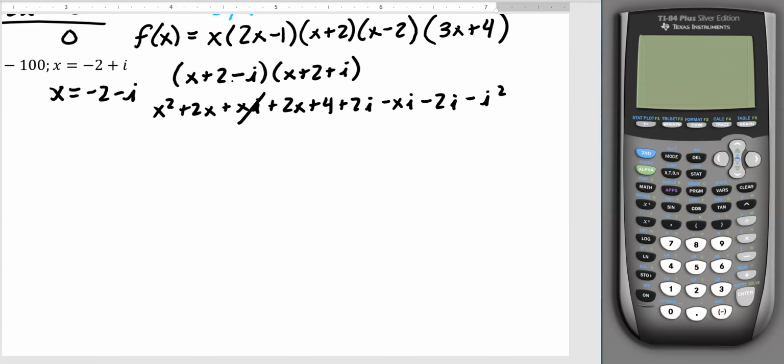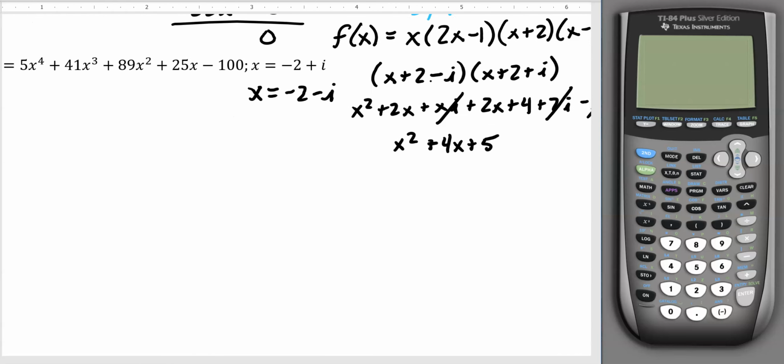So we have a positive xi, we have a negative xi. We have positive 2i, we have negative 2i. What does i squared become? Negative 1. So this would become plus 1, right? Subtracting negative 1. Combine my like terms, I get x squared plus 4x plus 5. And that's going to be what I do some long division with.